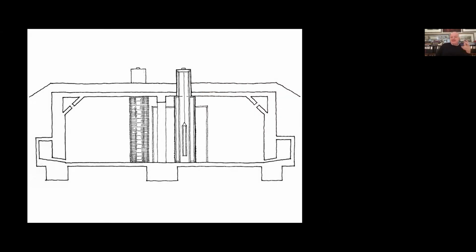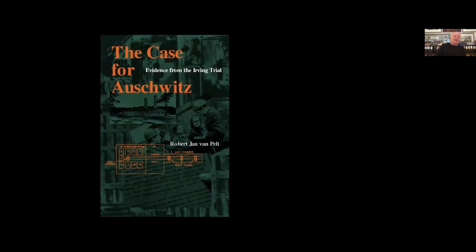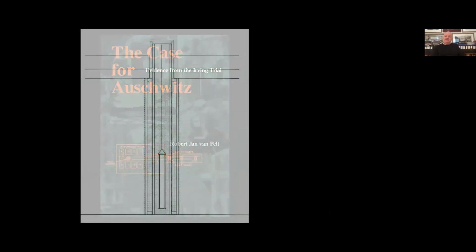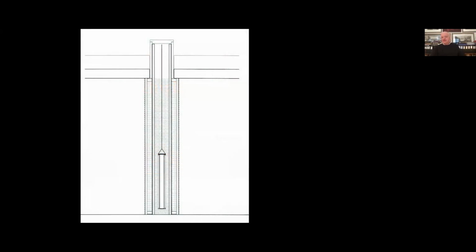Now, over time, I have redrawn these columns. This is the mid-1990s, and you see we're kind of vague in the way the column is constructed. We do not want to give any details in this drawing of the wire mesh. But in 2002, I decided to publish my involvement in the trial in this book, The Case for Auschwitz: Evidence from the Irving Trial, a book, by the way, that got an award for the worst title of the year. What happened was that I needed to revisit the design of this gas column for the illustrations.